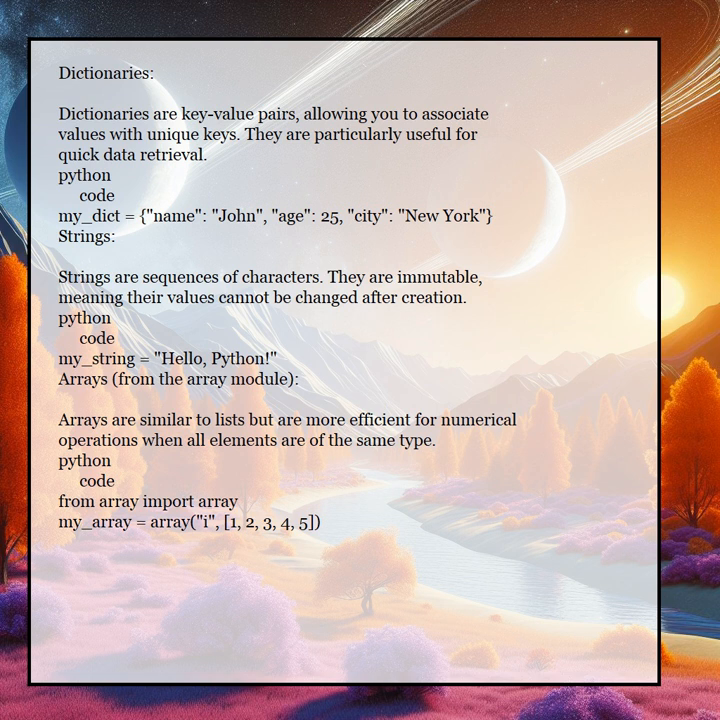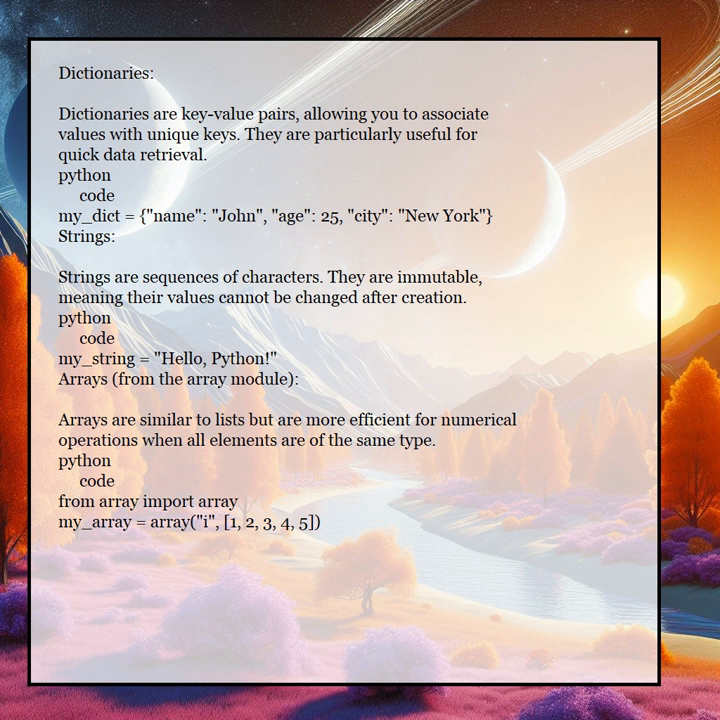Strings. Strings are sequences of characters. They are immutable, meaning their values cannot be changed after creation. Python code: my_string = "hello". Arrays, from the array module. Arrays are similar to lists but are more efficient for numerical operations when all elements are of the same type.